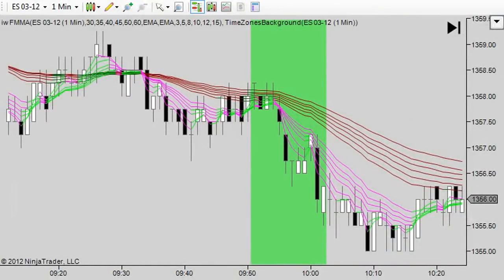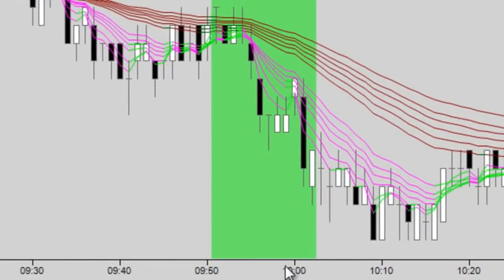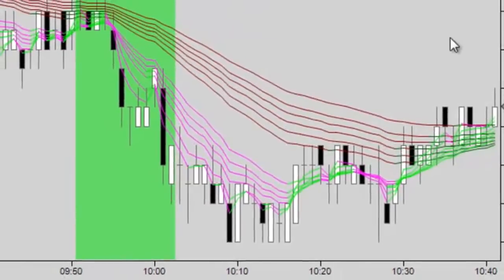Here we have a zone already highlighted with green. So maybe you like to trade the open, or you don't like to trade during the lunch hour. Regardless, you can configure the background to call out whatever particular zone that you're interested in. So here we have the 9:50 to 11:15 zone, or the first morning reversal.